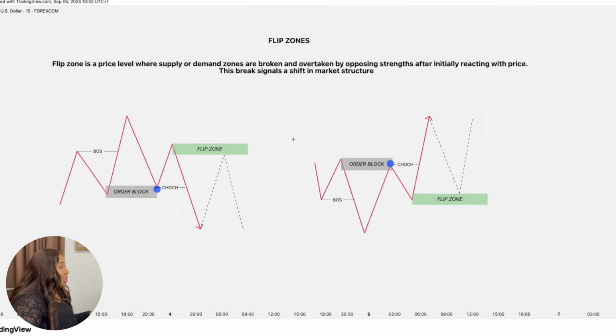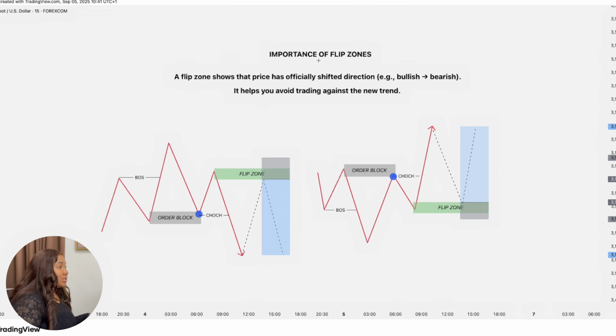So let's get to understand why this is important in smart money concept trading. Importance of flip zones. A flip zone shows that price has officially shifted direction, that is from bullish to bearish. It helps you avoid trading against the trend. So you can see what we have here.